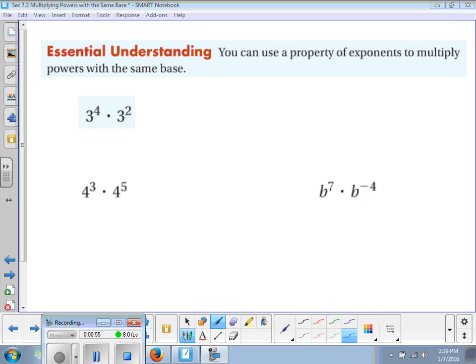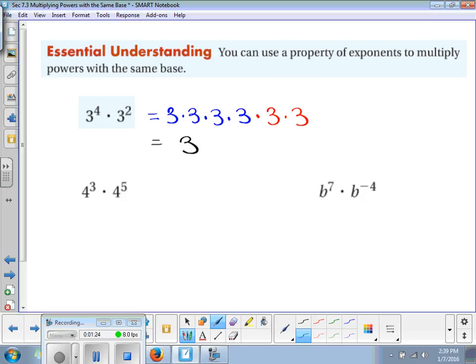So first we're going to look at what 3 to the 4th is. Of course, 3 to the 4th is 3 times 3 times 3 times 3, right? And 3 squared is 3 times 3. So that's times 3 times 3. So if I wanted to write this using exponents, this would be 3 to the 1, 2, 3, 4, 5, 6. Right? 3 to the 6th power.